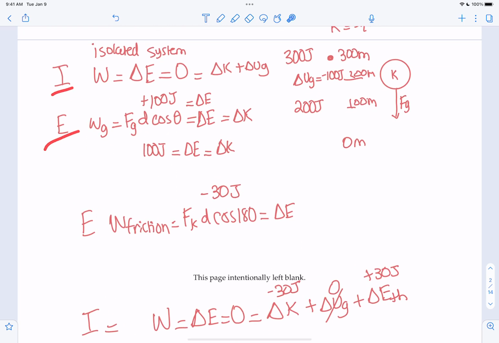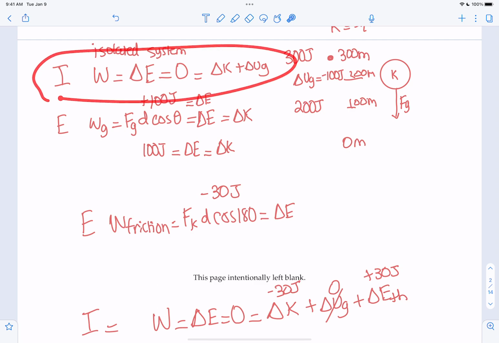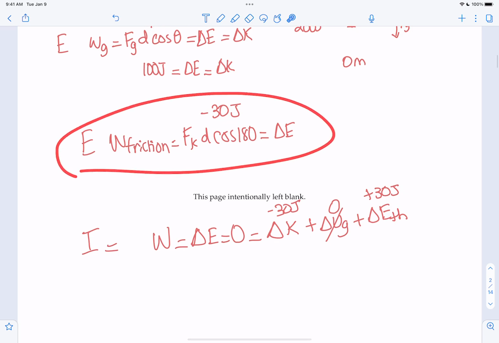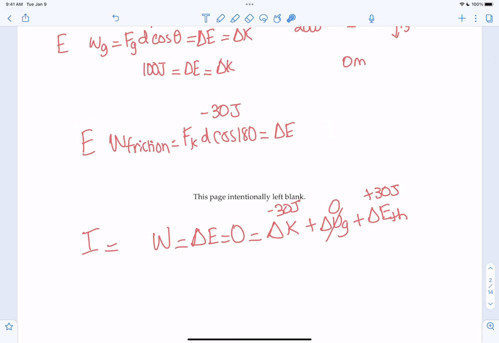Whether we choose internal or external depends on how we want to describe what's going on. Almost always you're going to want the internal perspective because it avoids using the angle stuff, especially if the angle is not constant, right? External usually comes in handy if you're doing friction, because if you use the thermal energy stuff, it's going to throw you off a little bit.